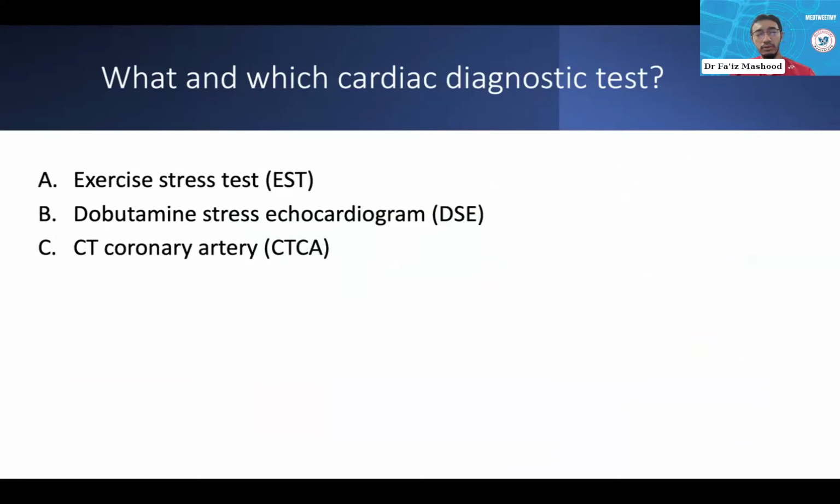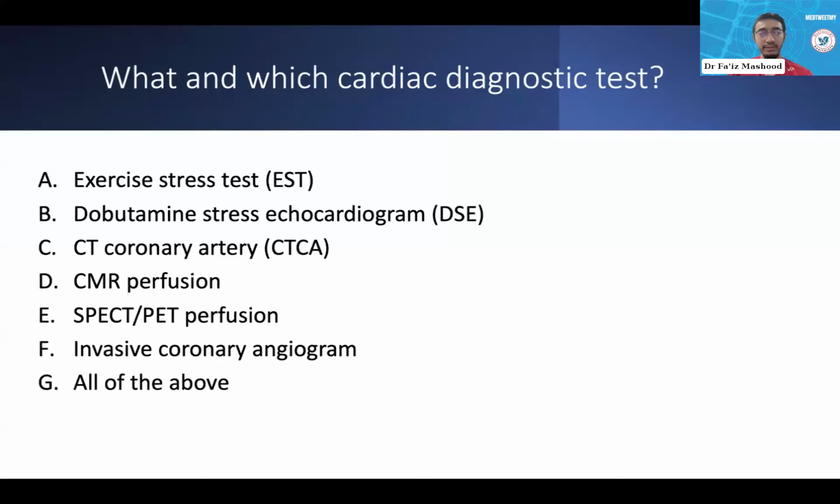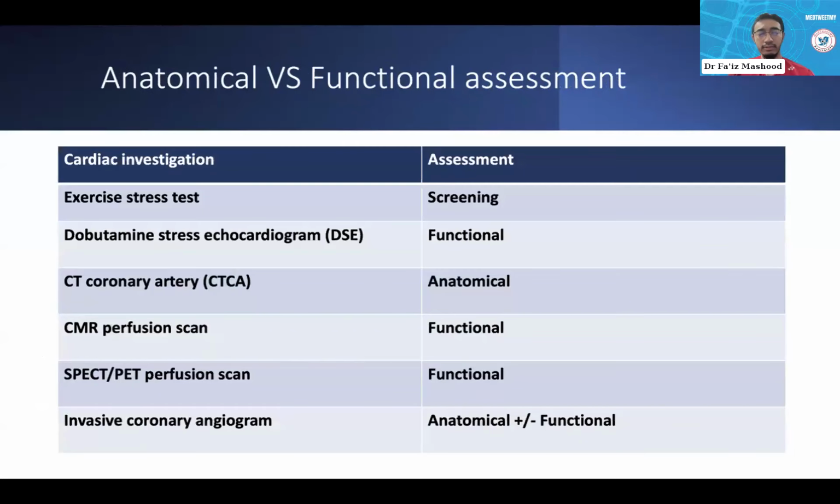Or do we want to talk about CT coronary angiography? Or do we want to offer perfusion imaging scans such as cardiac MRI, or nuclear scans such as PET scan? Or do we want to offer our athlete an invasive coronary angiogram, in which we can do both diagnostic and therapeutic measures? Or do we want to go for all of the above so that we get a concrete and definite answer for our athlete here? So keep your answer to yourself first. Let me share this slide.